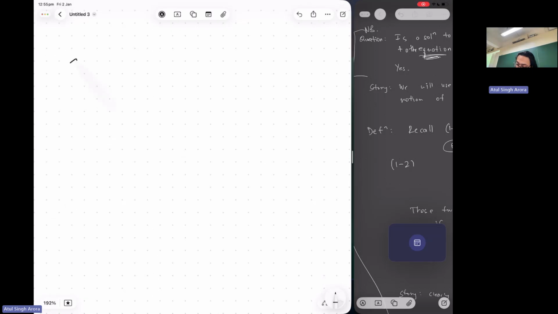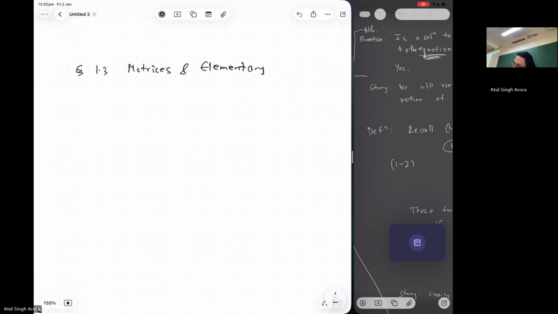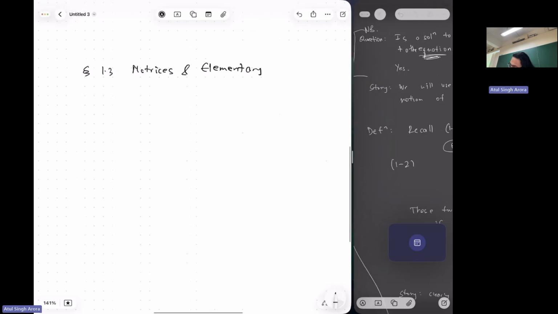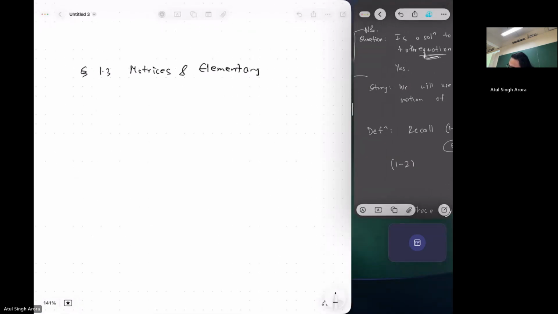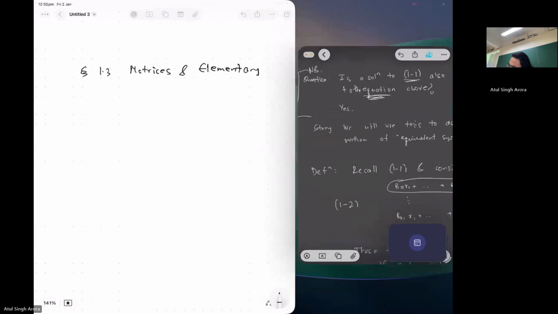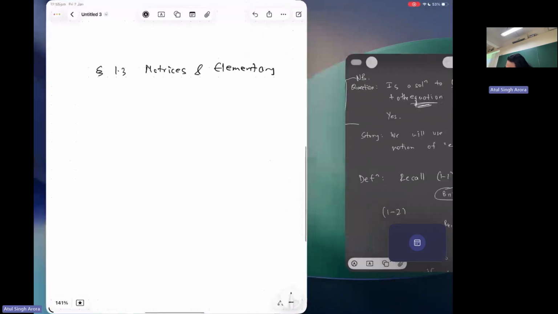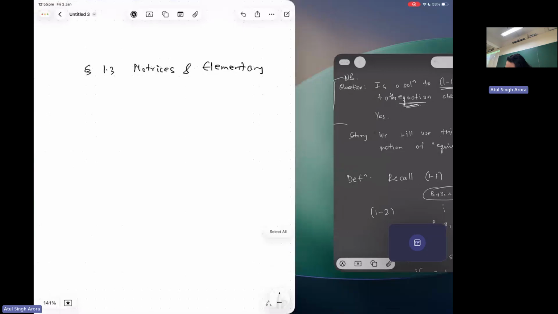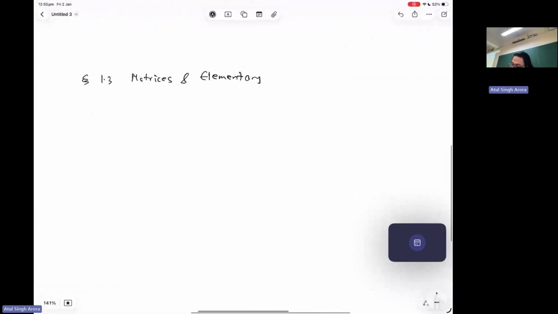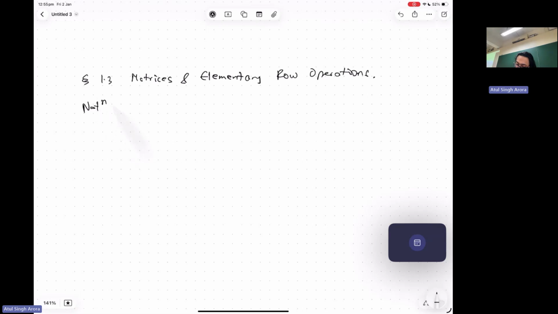Okay, so now we're going to look at section 1.3, like I was saying. This is called Matrices and Elementary Row Operations. How do I get rid of this? Okay. Yeah, I'm sorry. I'm also still learning how to use this. The multitasking is a bit weird. Okay, so matrices and elementary row operations. You can also see the shadow now. Good. Okay, so here's the notation that we're going to use.